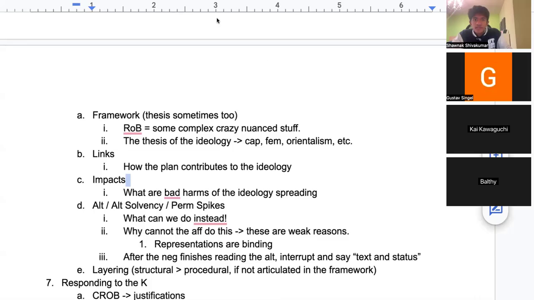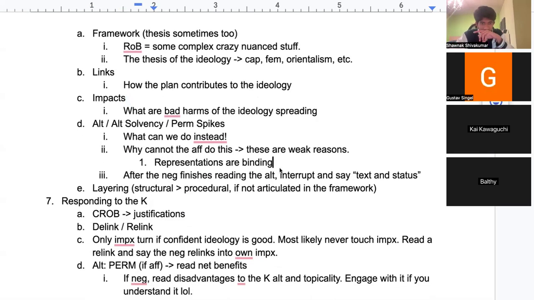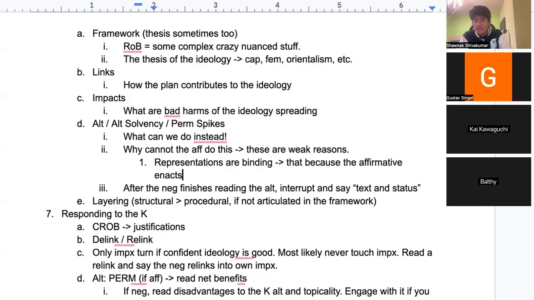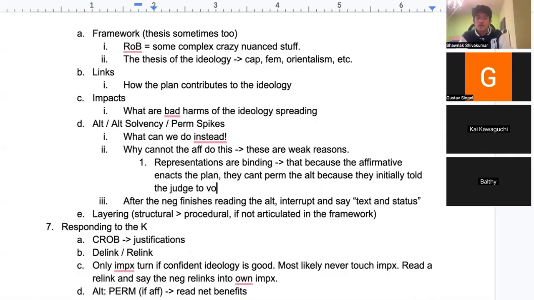But yeah, representations are binding is the argument that because the affirmative backs the plan, they can't perm the alt, because they initially told the judge to vote AFF for the plan. Thus, they must prove the plan isn't capitalist.